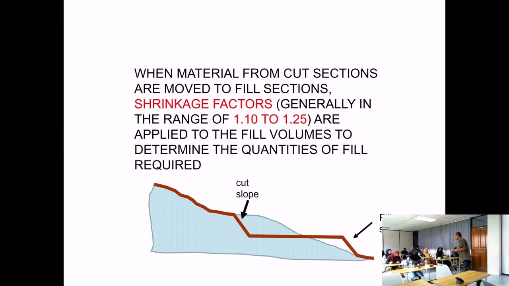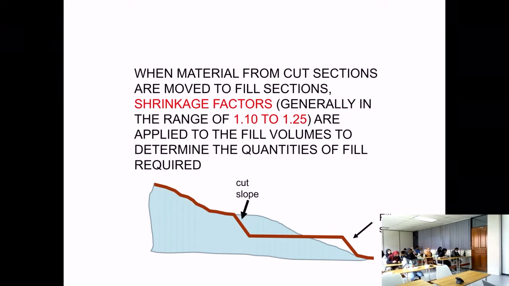So in road construction or in earthwork operation, when you fill the site, you need to compact. This compaction will make the soil into higher density. You need this density to provide the strength to support the building or the road. So that is why shrinkage factors are in the range of 1.1 to 1.25. That means 100 you need to divide by 1.1 or 1.25. Then you get what is the actual volume you can fill over there.